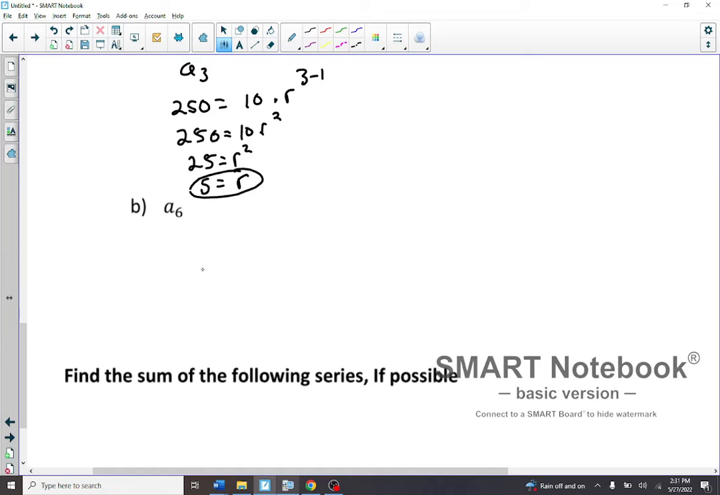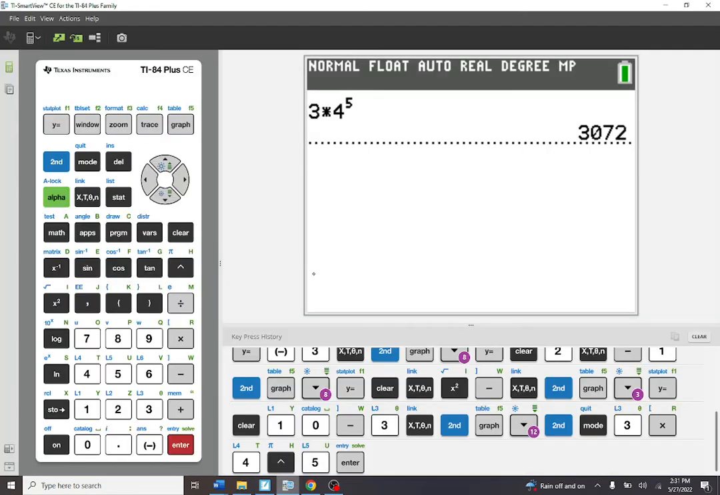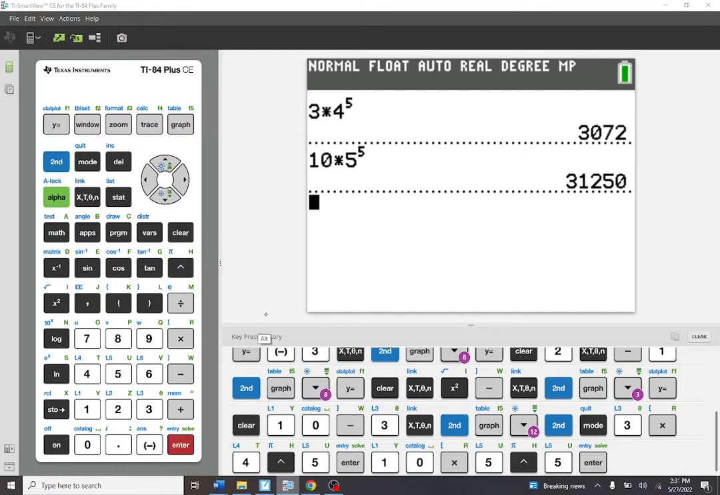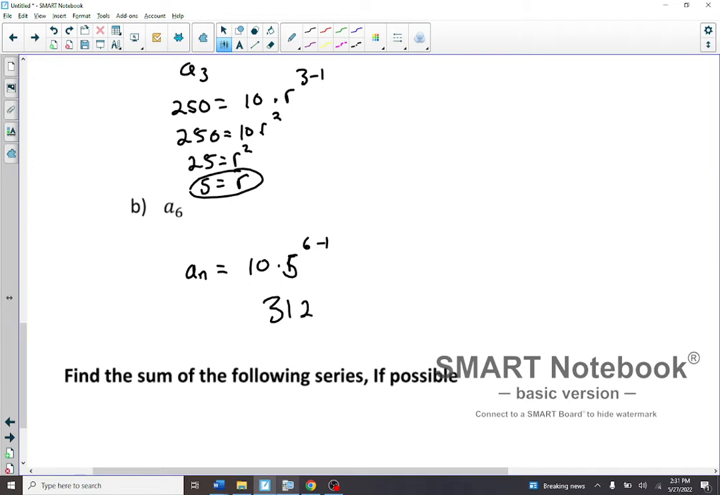Okay, so we plug it into the equation. an equals, r is 5 by the way, so 10 times 5 to the 6 minus 1 power. So 10 times 5 to the 5th power, because 6 minus 1 is 5. That's 31,250.